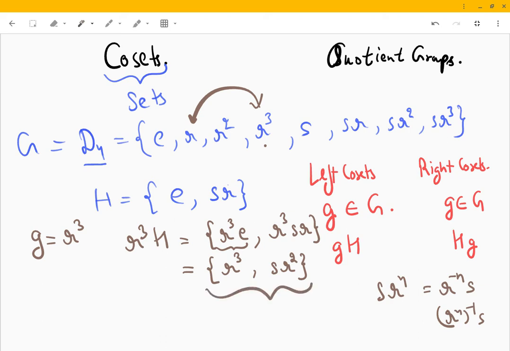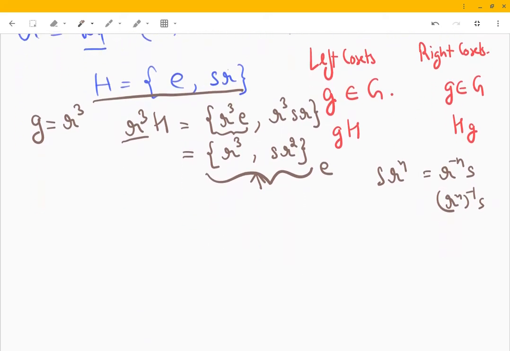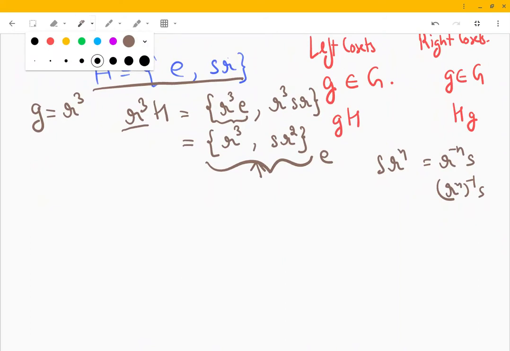See, is it a subgroup? Well, of course not. It does not contain the identity. We don't even need to look for anything else. So the left coset of this subgroup with R cube as the element is this subset of the group. Not a subgroup, but a subset of the group. Okay, and let's do something interesting. Let's also find the right coset.